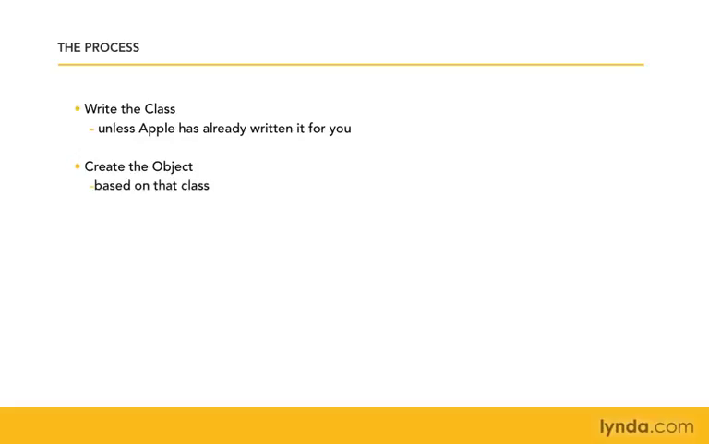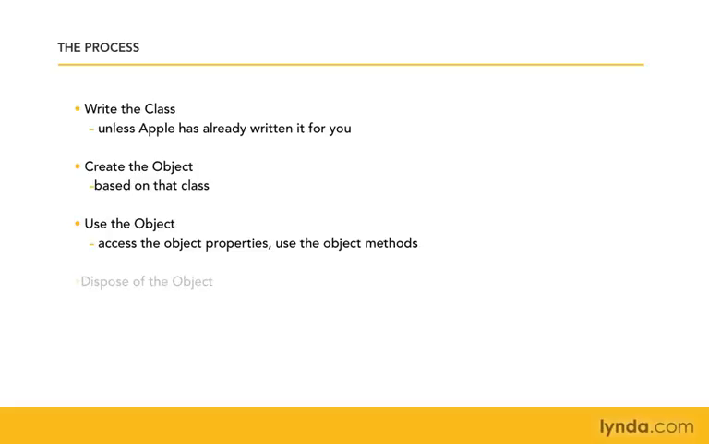You might create one, you might create multiple. You'll then use those objects. You'll access the properties of the object. You'll use the methods of that object, and then you will dispose of the object and clean up after yourself. The iPhone is very picky when it comes to memory usage, so you have to be very careful. We'll see exactly how to write this code shortly.